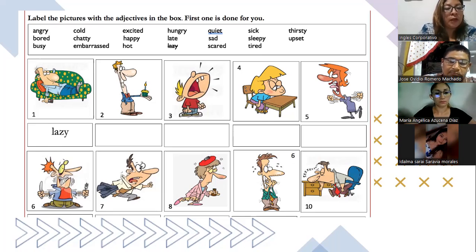Le faltó el noun, Davis. Una muy bonita persona, una muy bonita mujer. You have to use the noun. Okay, my mother is a very beautiful woman. Or my mother is a very nice person. I have a beautiful mother. Okay.